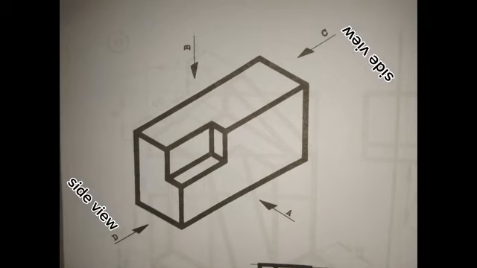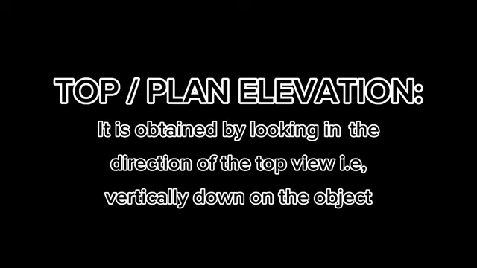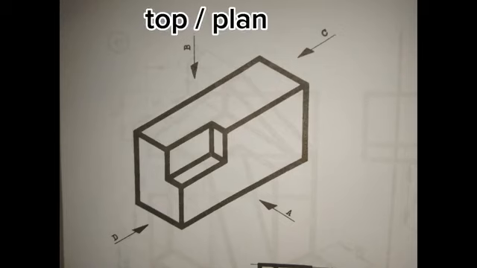2. Side view. The side view is obtained by looking at the side direction of the block, as we will see in this picture. The arrow looking in the direction of D and C is giving us the side view, so that shape there is the side view. Top or plan elevation. It is obtained by looking in the direction of the top view, that is vertically down on the object. As we see in this picture, the arrow looking in the direction of B is giving us the top or plan, so that shape we are seeing there is the top view or top elevation.